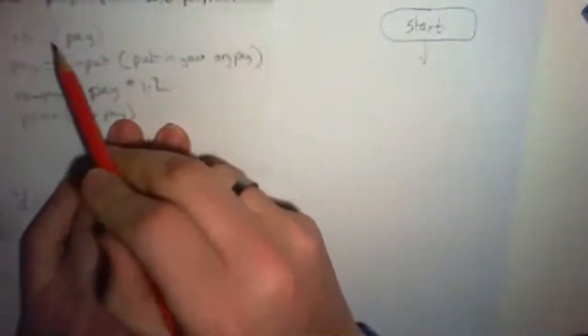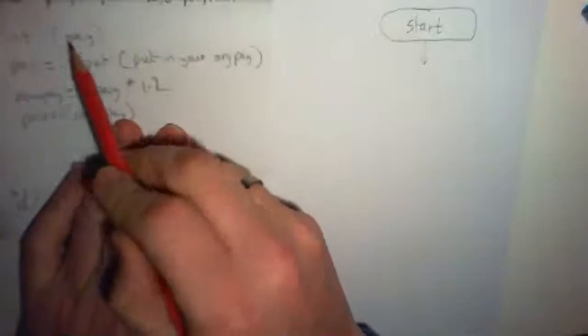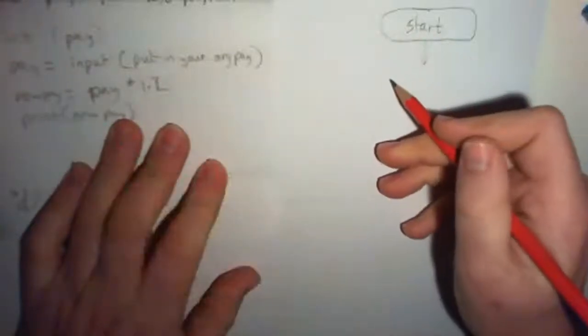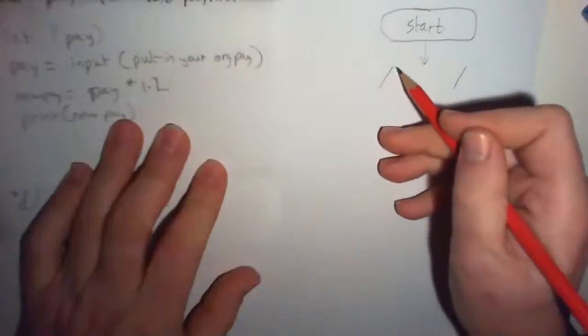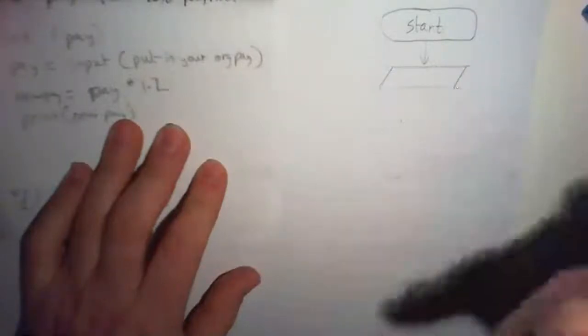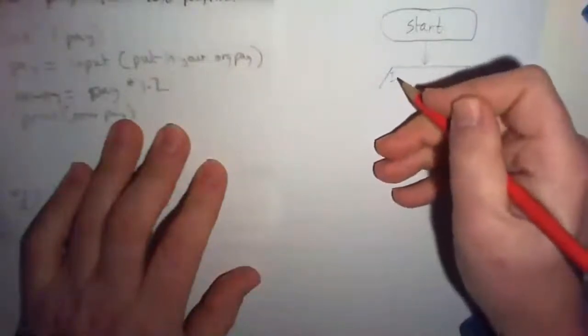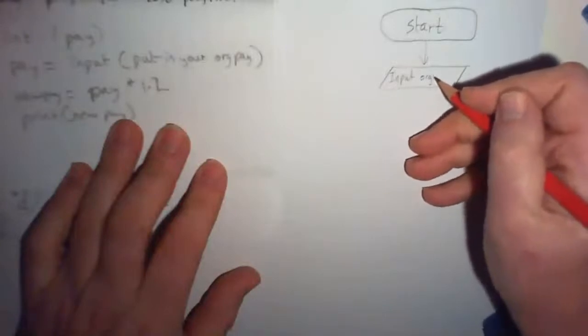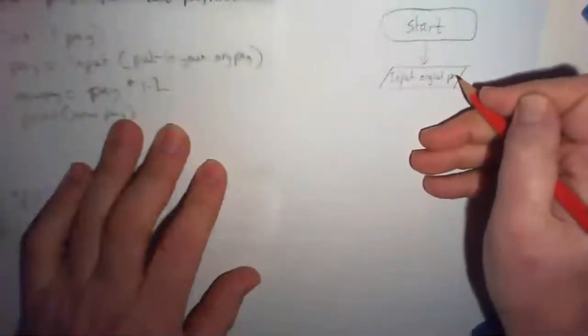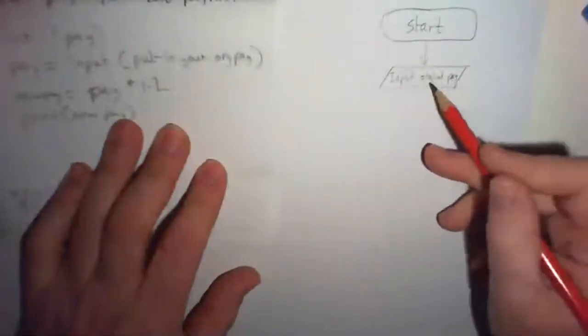Okay, we need to input something, don't we? Okay, so what's an input? Input is a parallelogram. So input pay, original pay. Okay, so there's your input.